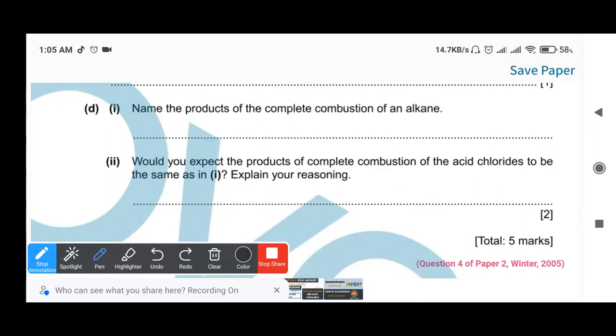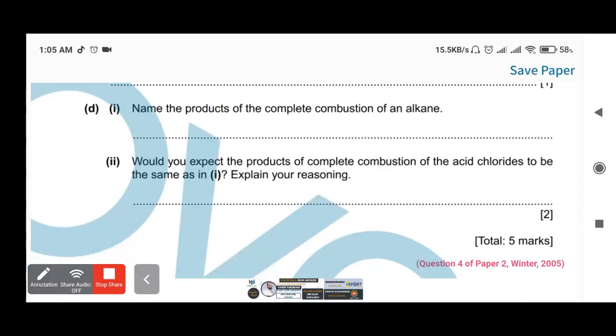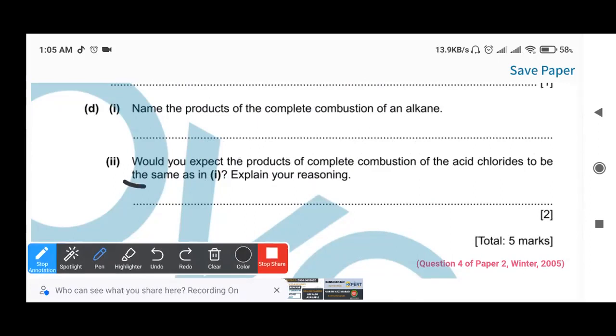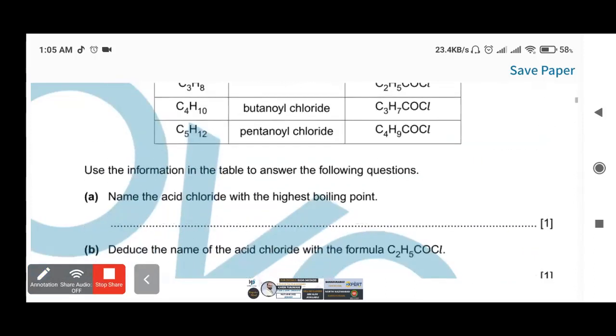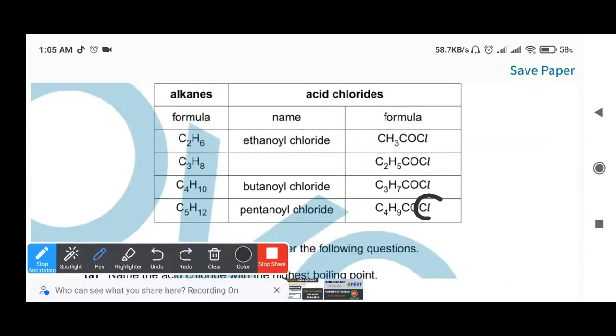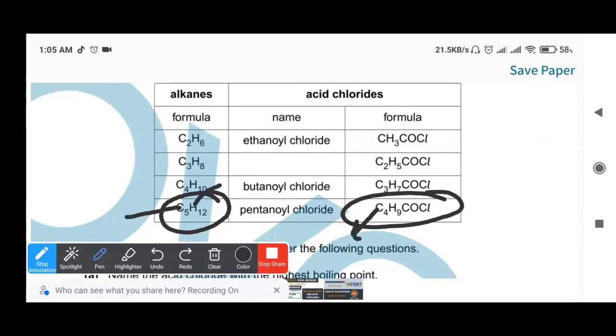This is not only the case for alkanes or alkenes. This is the case for all organic compounds: whatever elements are present, you give the oxides of all of them. So would we expect the products of complete combustion to be the same? No, because in the acid chloride there is also chlorine, so we might get some oxides of chlorine. From the alkane, we get oxides of carbon and hydrogen only, but in the case of acid chlorides, we get oxides of carbon, hydrogen, and also chlorine.